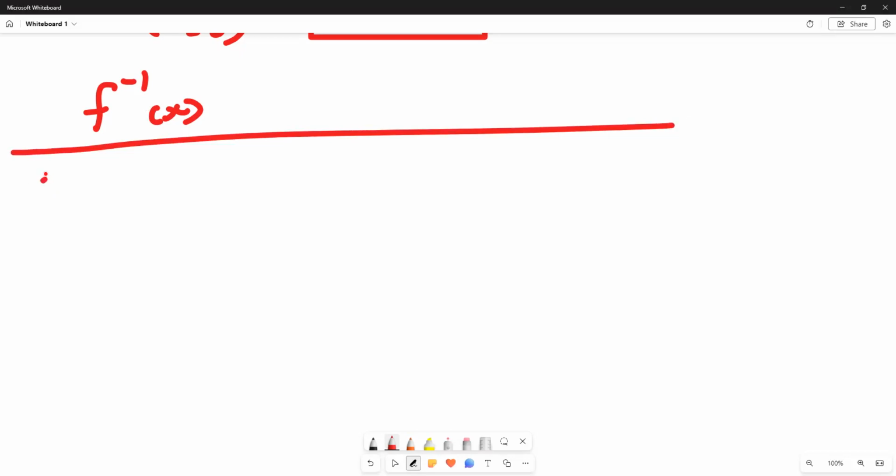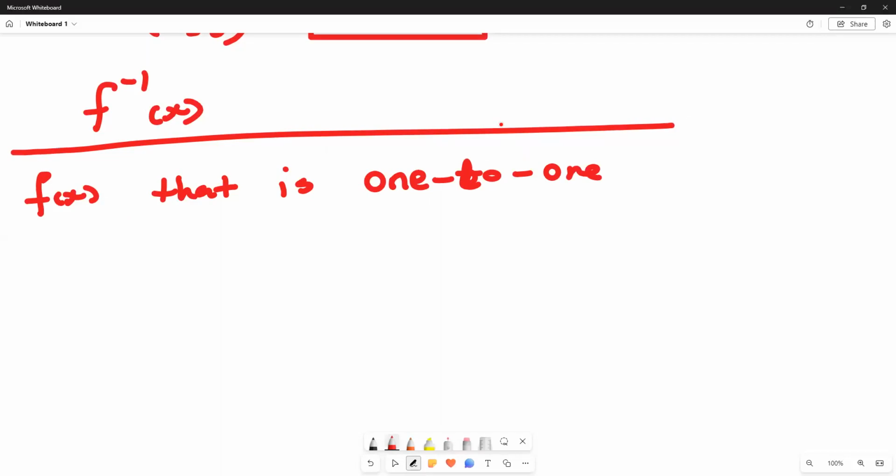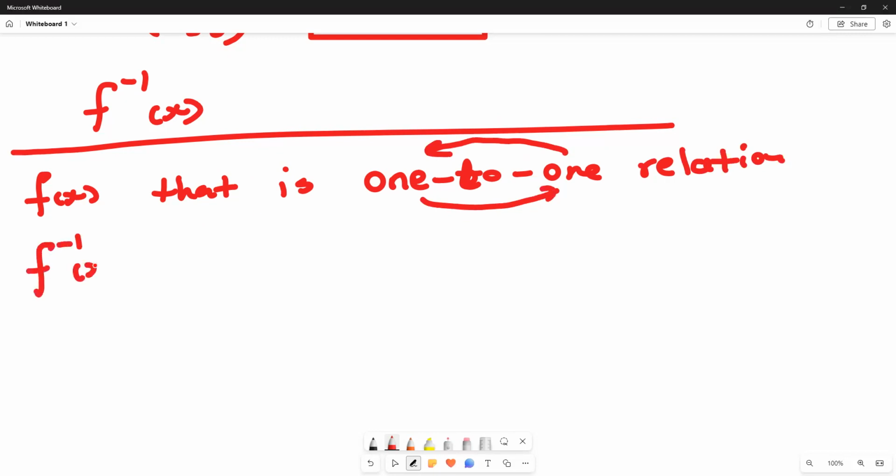Let's say we have a function f of x that is a 1 to 1 relation. Remember, we spoke about relations in the previous video. If you haven't seen that, please watch that video so that you can understand what I'm talking about here. So f of x is a 1 to 1 relation. We agree that its inverse will be 1 to 1 as well.